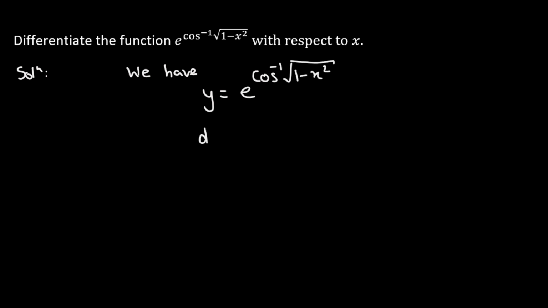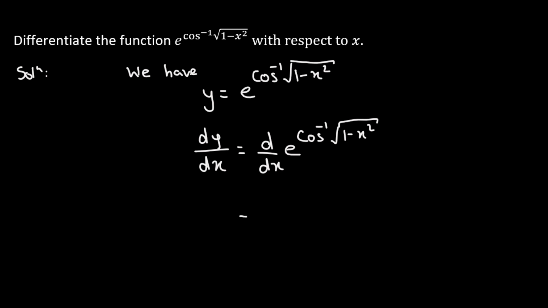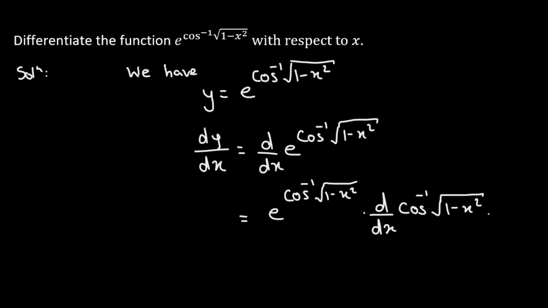We will differentiate both sides with respect to x, and that should give us the derivative of y with respect to x is equal to, we differentiate the given function y with respect to x. Now we know that we have an exponential function here. Differentiation of an exponential function gives the function itself. So we will get e raised to the power of cosine inverse of square root of 1 minus x squared multiplied by, now we will need to apply the chain rule. So we will multiply it by the derivative of cosine inverse of square root of 1 minus x squared.